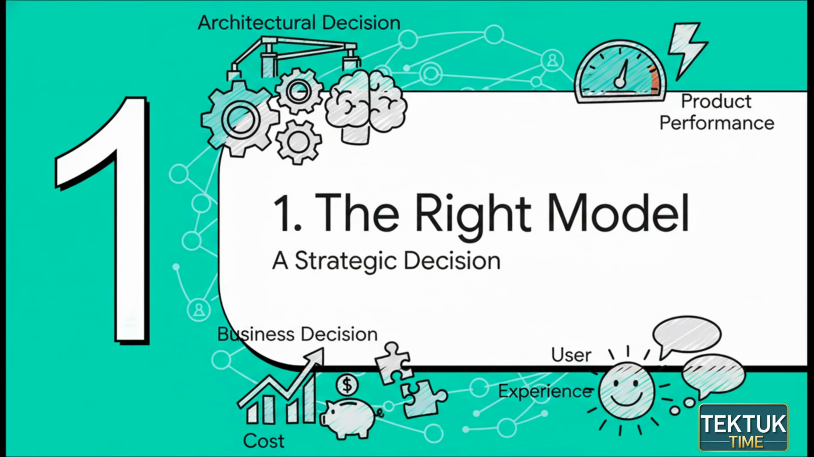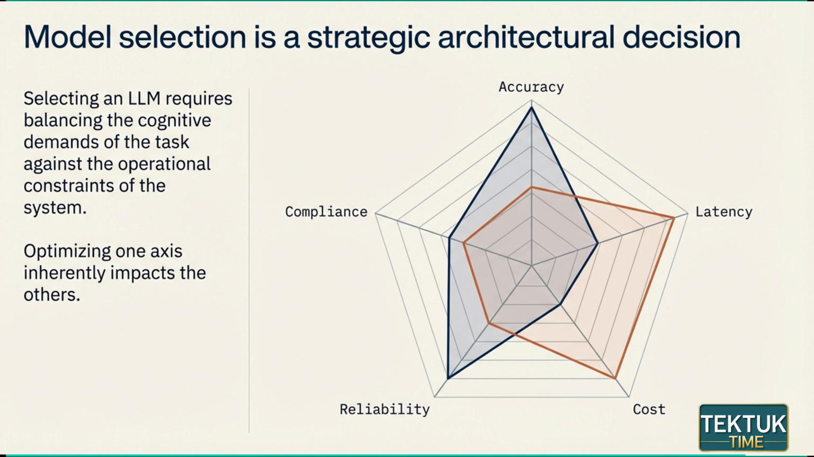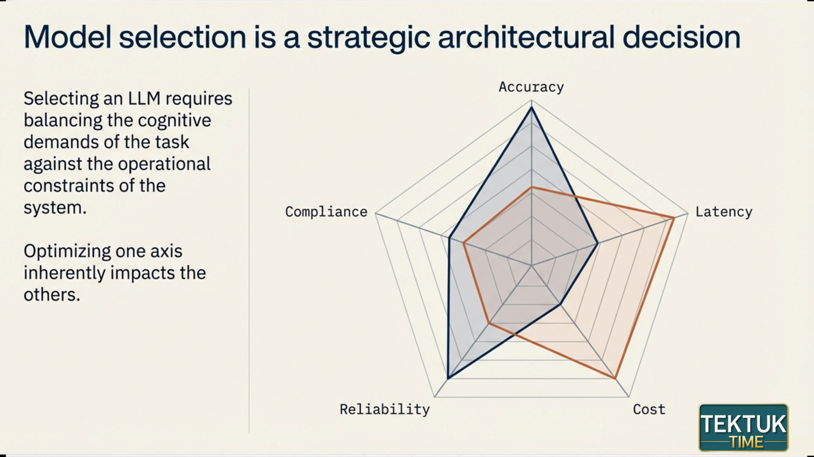Okay, so let's start by totally reframing the problem. This is not just about picking a tool out of a toolbox. No. This is a fundamental architectural decision. It's a business decision that's going to impact your product's performance, its cost, and ultimately your user's entire experience. It's really a constant balancing act. You're juggling these four critical factors. You've got accuracy, latency, cost, and reliability.